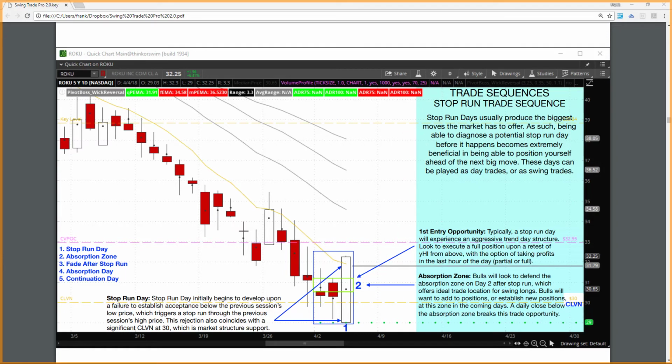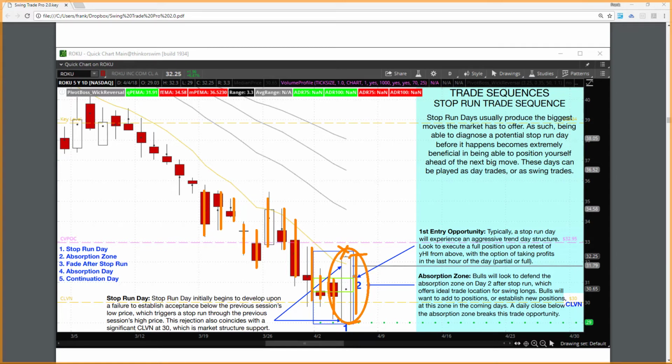So again, this right here bounced higher and closed near the highs. So a stop run day usually produces the biggest moves the market has to offer. You can see how big this range is compared to some of these other ranges. These are not bad days here, right? These are pretty decent sized days, but this day is outsized compared to all of those others.